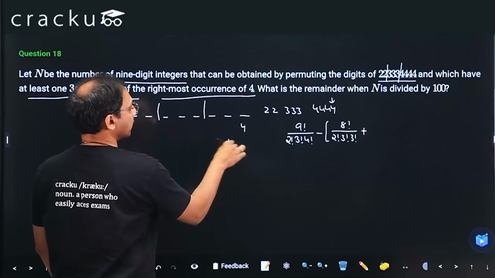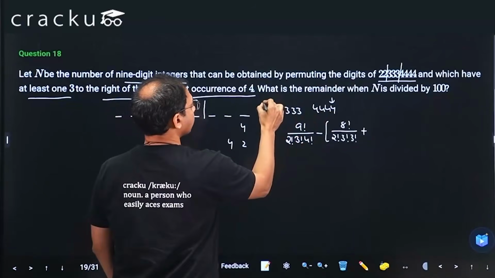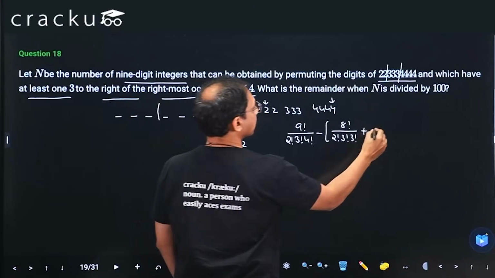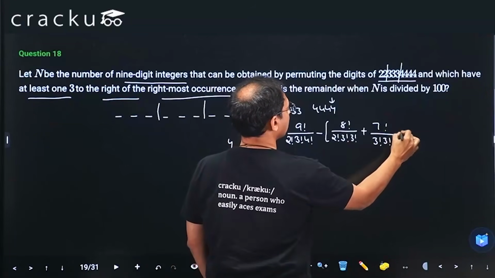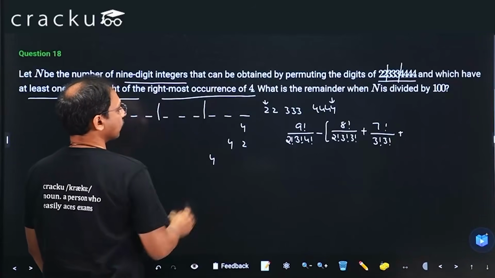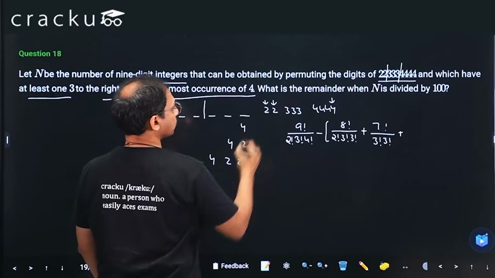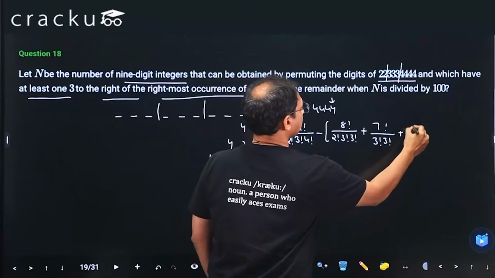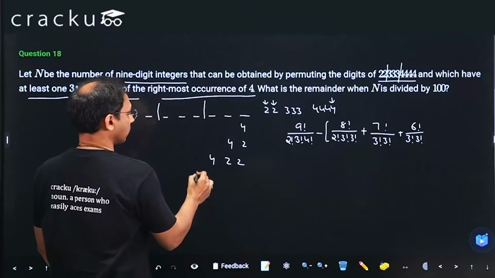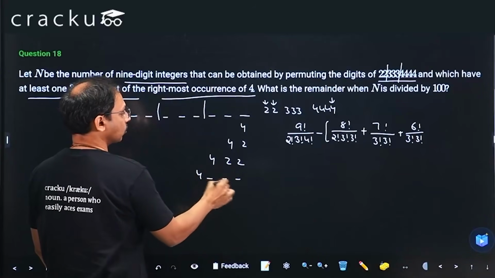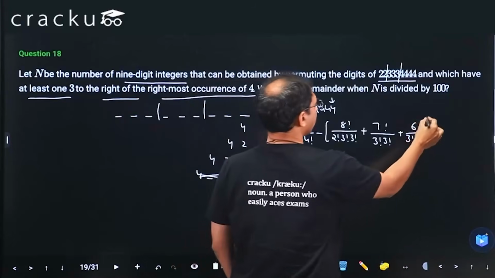The last 4 can be here. After 4, 3 should not be there, so I have to put a 2. So 1 4 and 1 2 is over. The remaining 7 digits I can arrange in 7 factorial by 3 factorial, 3 factorial ways. The last 4 is occurring here. After that, 3 should not be there. So these 2 2s should be there. The remaining 6 digits I can arrange in 6 factorial by 3 factorial ways. Here, all 2s cannot come because there are only 2 2s. So these are the only 3 cases. So this is going to be our answer.